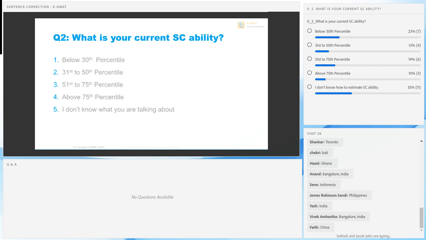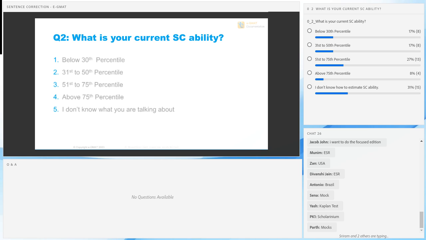Now, for those of you who have filled one of the top 4 choices here, below 30th percentile, 31st to 50th, 51st to 75th, and above 75th percentile, tell me, how do you know precisely what your current SC ability is? ESR, okay. All right. What other sources? ESR, okay.